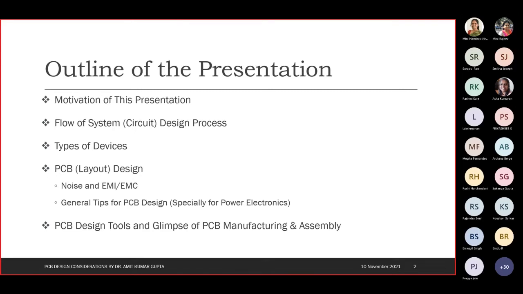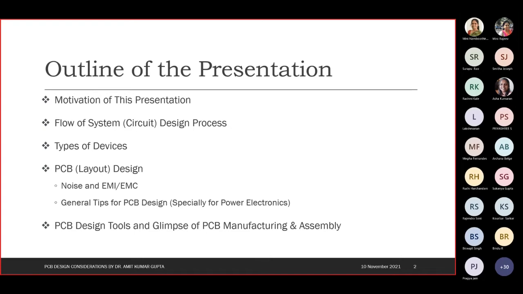First, I'll present the motivation of this presentation, why I'm going to present it. Probably you can also get some interest out of that. Then we'll talk in brief about the flow of the system design process. Whenever we want to make a system, whenever we want to start a hardware design or any product, what is generally the flow to be followed.